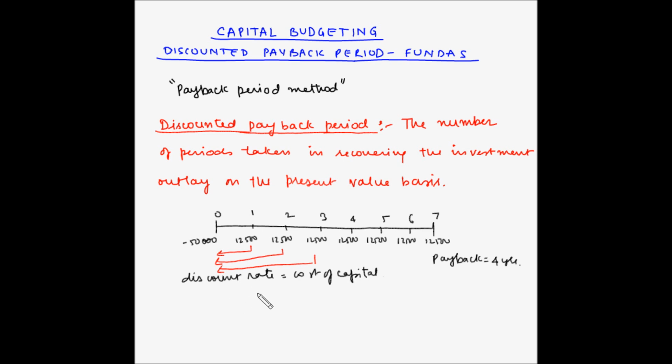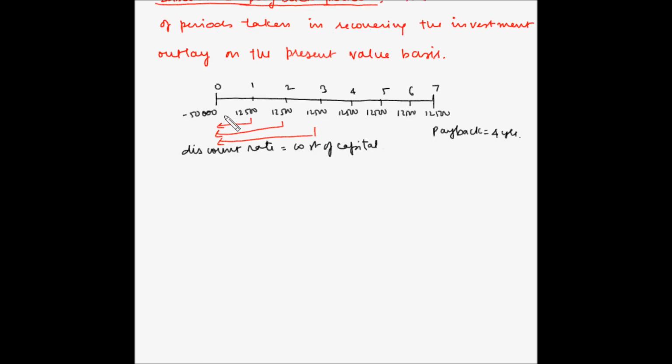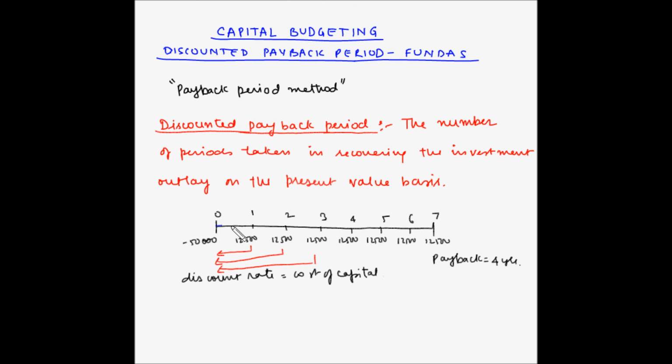So first, let's find out the present value of the cash inflow at 10% discount rate. So for each of the cash flows, we have to find out what will be the present value of the cash inflows. Now, let's say we take the first cash inflow of 12,500. Now let's say this is PV1, which is the discounted value of the 12,500 rupees cash inflow.